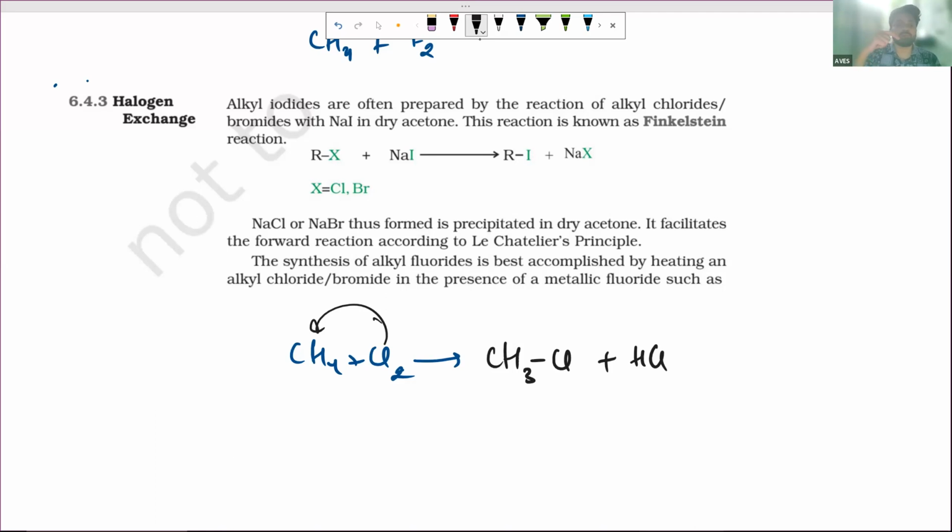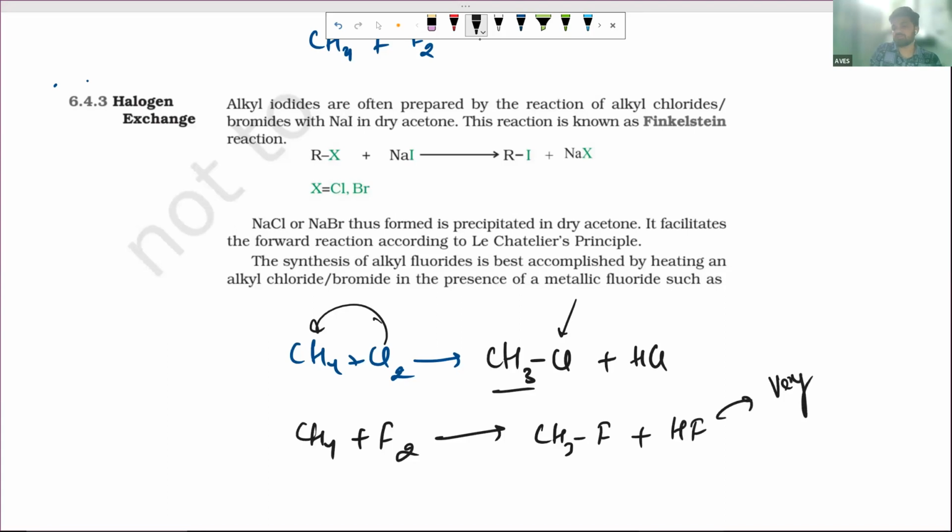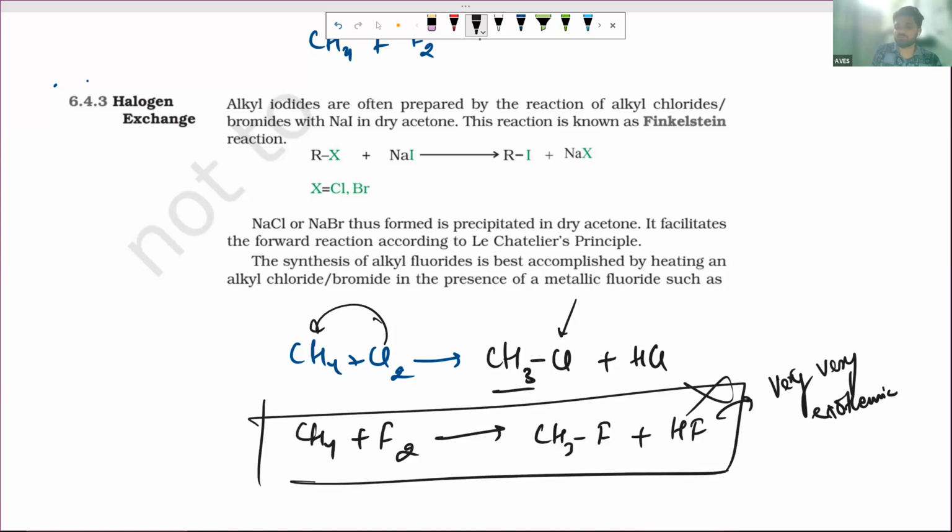But if you want to prepare alkyl fluoride with fluorine, we can't pass fluorine gas to it because it is highly exothermic. If I pass fluorine gas, F2, with this one, you might think it will form CH3F plus HF, but it is very exothermic. So we can't prepare it this way.